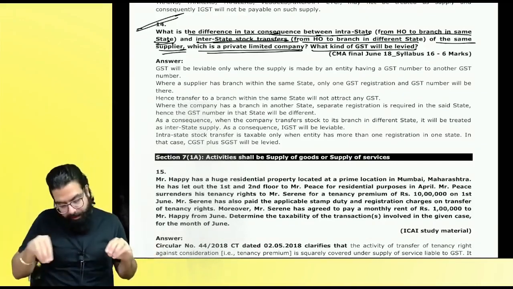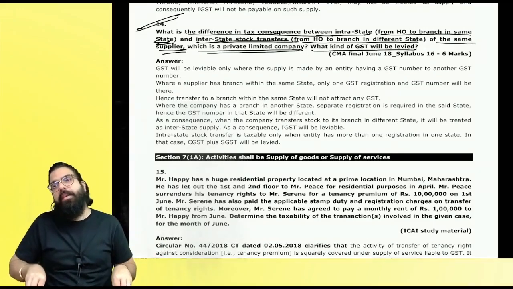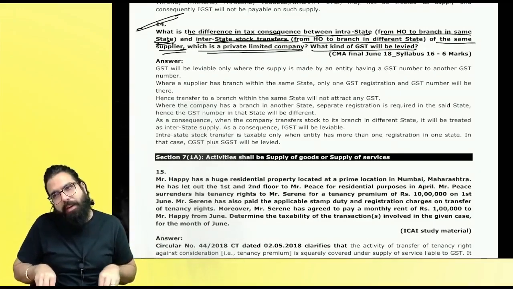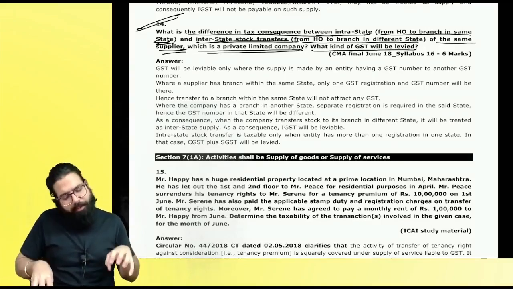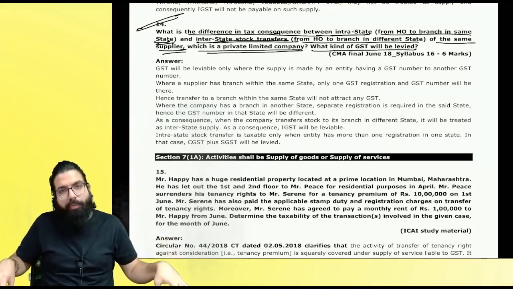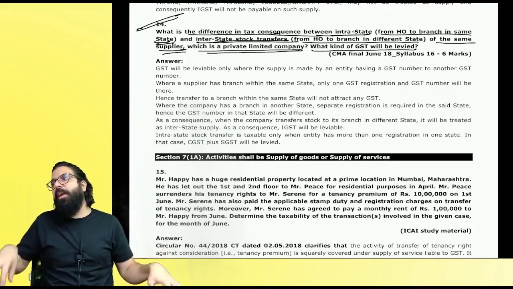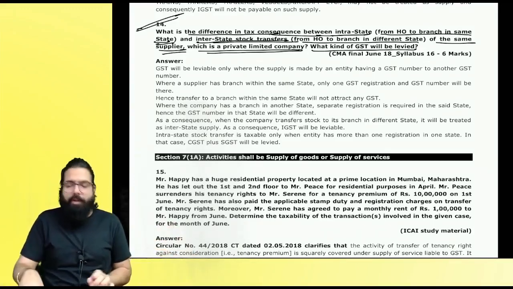Otherwise, same entity, if I have a head office and branch office, will it generally be under one registration? Yes. Will it be a supply between distinct persons? No. But sir, different states, head office in one state, branch office in another state, then will it be a supply? Yes. Because both are distinct persons. Is my point clear to all?